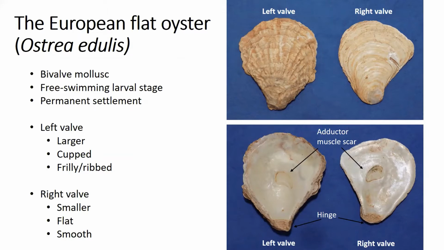From that point onwards, it will be a permanent fixture on that substrate. So unless something happens, like a person comes along and breaks it off, or there's severe tidal conditions, the oyster will spend its entire life cemented to the substrate that it settles on.